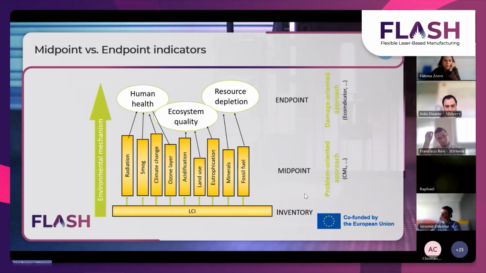So in midpoint, we have a problem-oriented approach, and in endpoint, we have a damage-oriented approach.